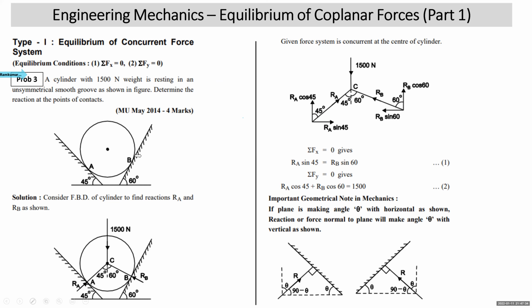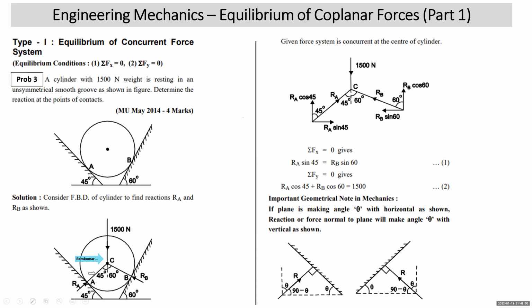That is 4 marks. Now we need to see, we do not draw FBD of smooth planes. We will draw FBD of the body which is being supported by the smooth plane. So I'll draw FBD of this cylinder. Weight will definitely act vertically down at the center. This plane is a smooth plane, so it will exert normal reaction towards the body. This smooth plane at B will also exert normal reaction towards the body.